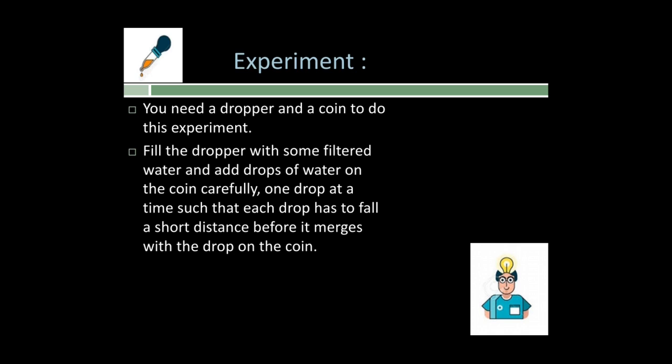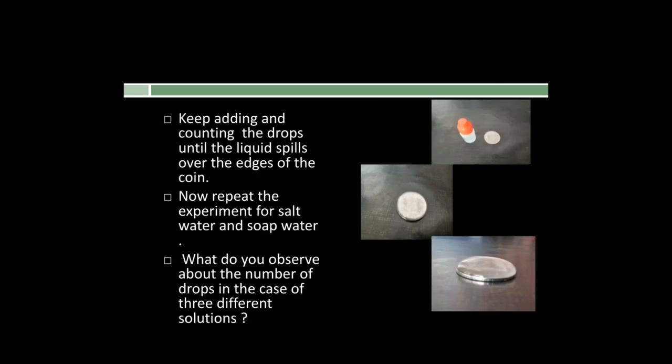Now repeat this experiment for the salt water as well as soap water and count the number of drops accumulated on the surface of the coin. What do you observe? We know that in case of salt water, the surface tension is very high compared to that of the fresh water, and as a result, the liquid drops try to occupy the least surface area, or a spherical surface, and hence a large number of drops can be accommodated on the coin.